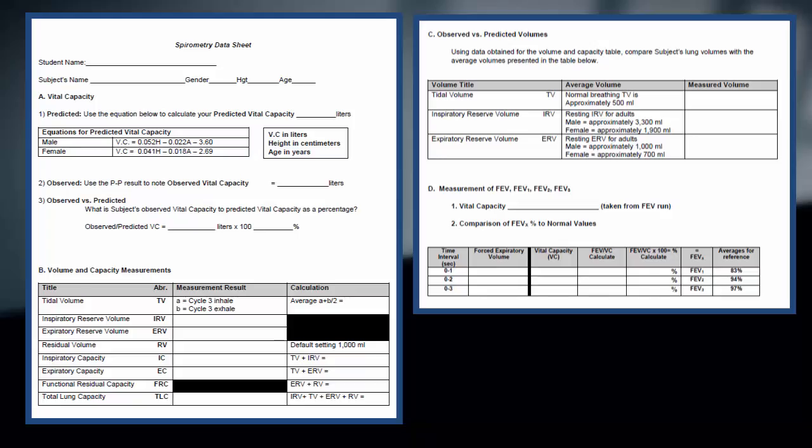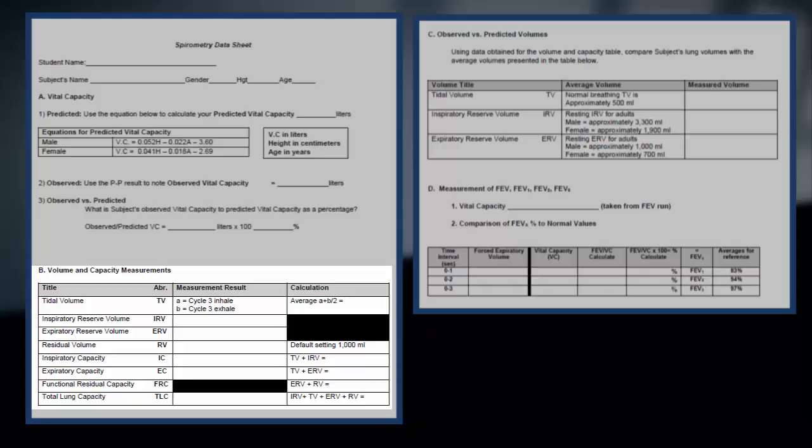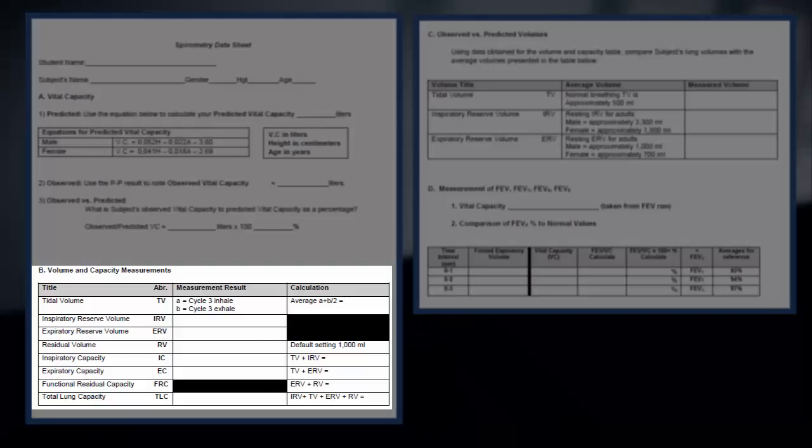In the first test, the subject will breathe normally for a few breaths, and then they'll be asked to take a deep breath in and then breathe all the way out. And then they'll resume normal breathing again. From this test, we will be able to measure the subject's tidal volume, inspiratory reserve, expiratory reserve, and vital capacity. And from these numbers, we can then calculate their other capacities.